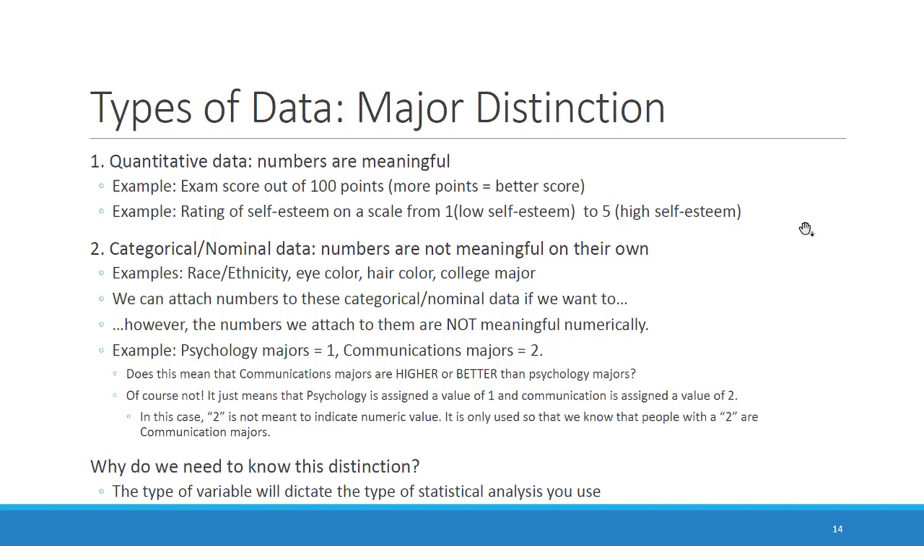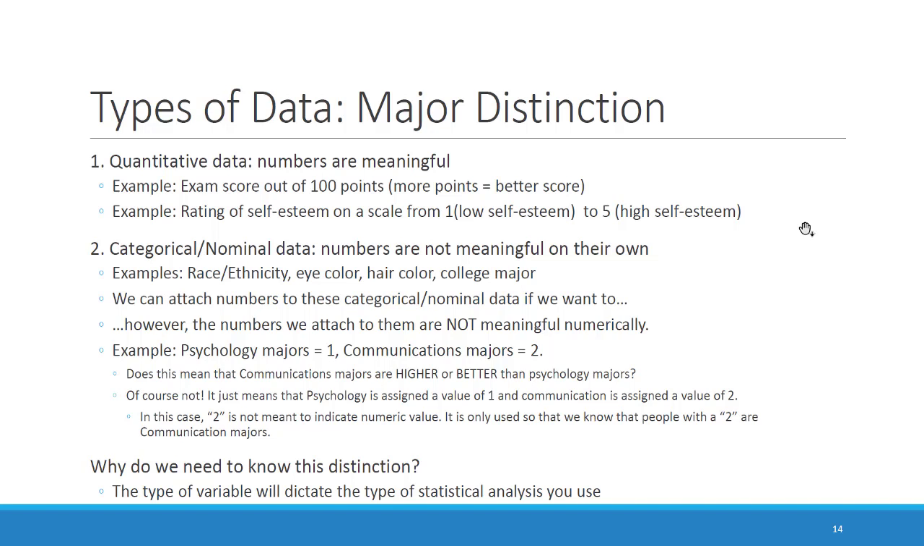The second major type of data that we're going to talk about today is categorical, also known as nominal data. For categorical or nominal data, numbers are not meaningful on their own. Some examples include race and ethnicity, eye color, hair color, and college major. For categorical and nominal data, we can attach numbers to the categories if we want to. And in fact, a lot of times you will see data sets where there are numbers for categorical or nominal data. However, the numbers that are attached to them are not inherently meaningful numerically.